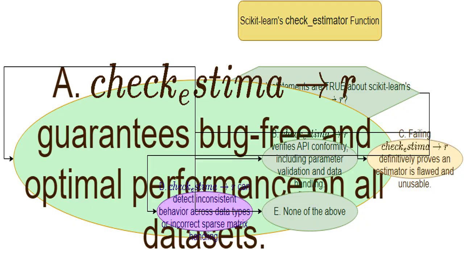This statement is incorrect, VOMC. _check_estimator doesn't guarantee the complete absence of bugs or peak performance. Its role is more limited. It's a preliminary check to see if the estimator meets scikit-learn's coding conventions and basic functional requirements, not an exhaustive test of its capabilities. Think of it as a quick health check, not a full physical.